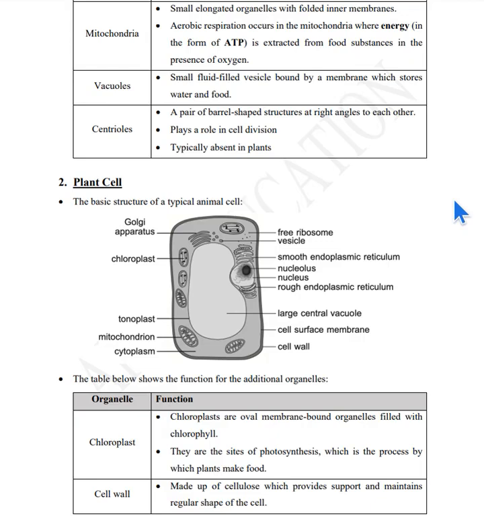You also need to state the function of mitochondria. They are small elongated organelles, and aerobic respiration occurs there, where energy is extracted from food substances in the presence of oxygen. You also must state that vacuoles are small fluid-filled vesicles bound by a membrane that store water and food. You can also say water and nutrients, that is fine.